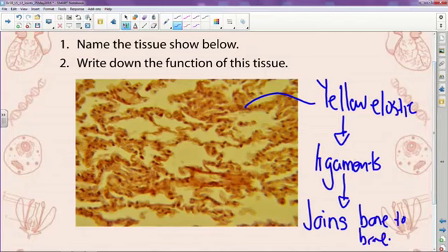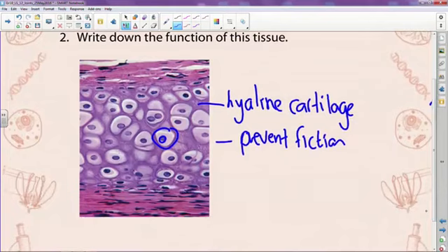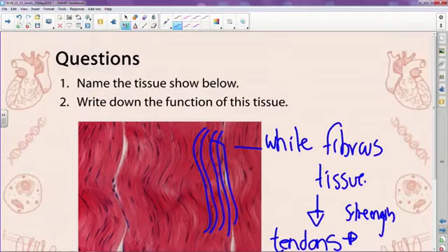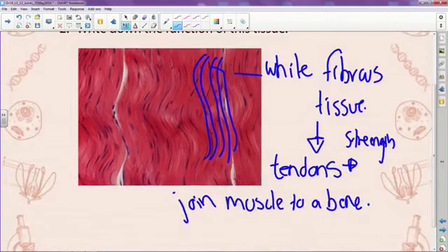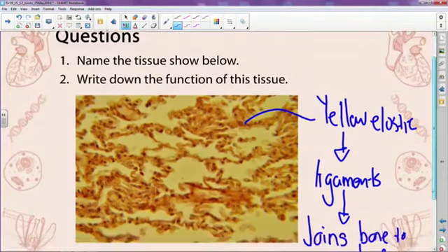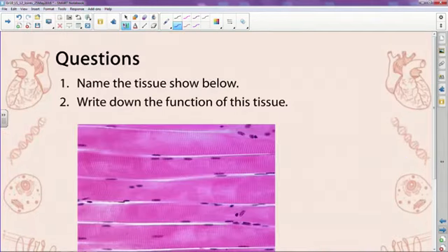So if we go back, we're going to see that the tissue that lines goes over the ends of the joints to help when the bones move, so that they don't prevent each other from moving smoothly. We've got these white fibrous tissues which make up our tendon, and that is where a muscle joins to bone. And our next one is our yellow elastic, and that makes up our ligaments. And remember what the function of a ligament is: bone attaches to bone. I hope you guys can see where this is going.